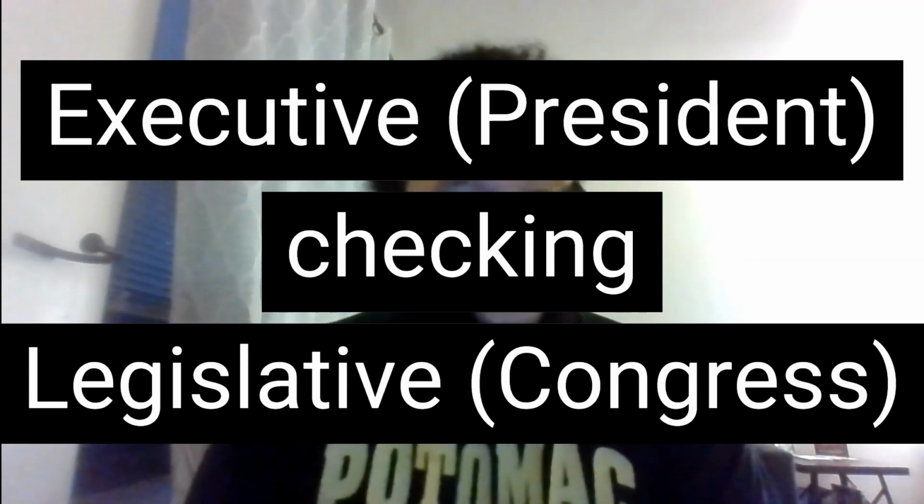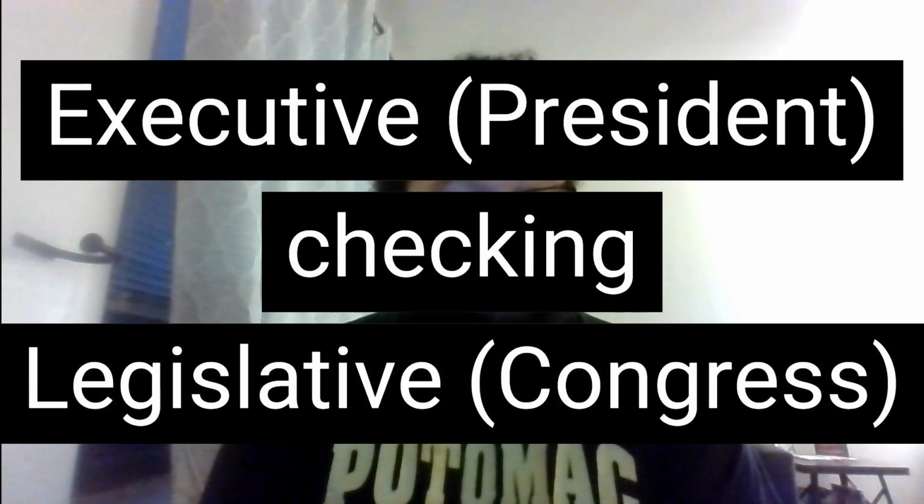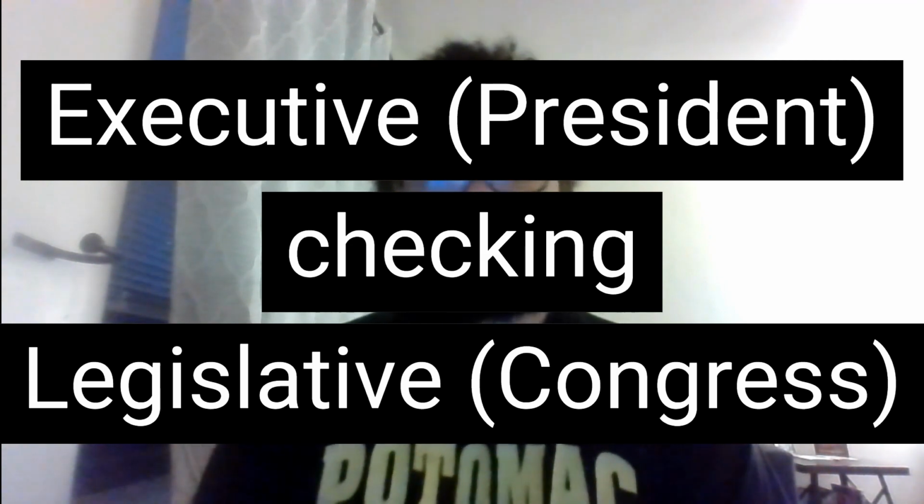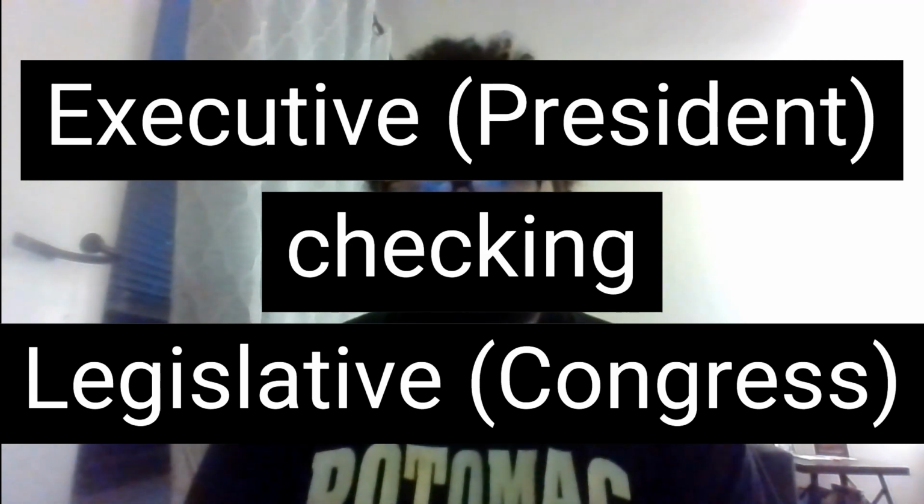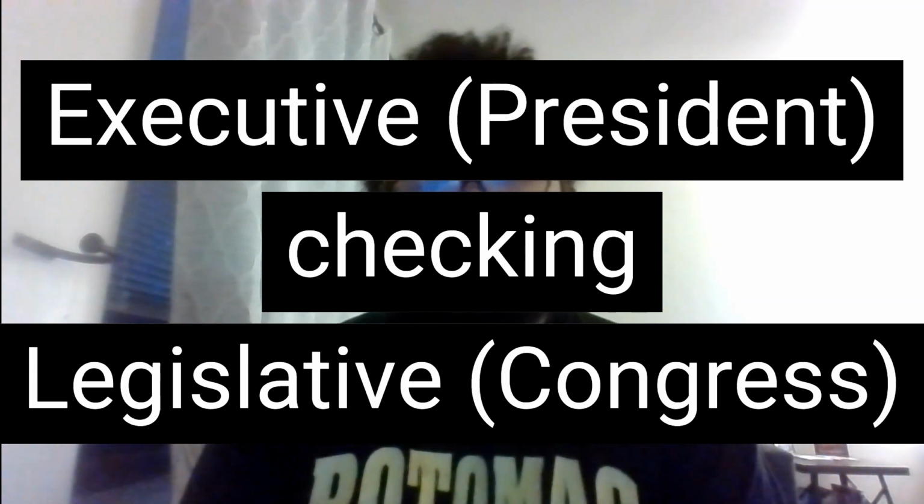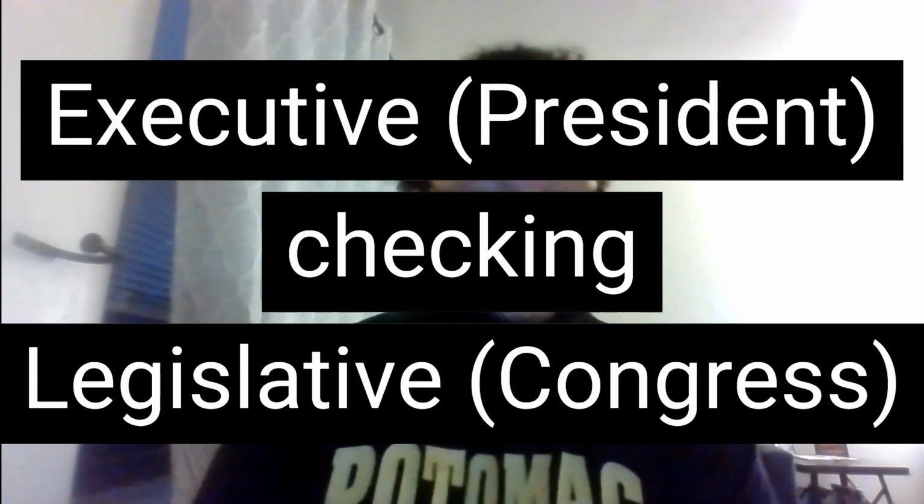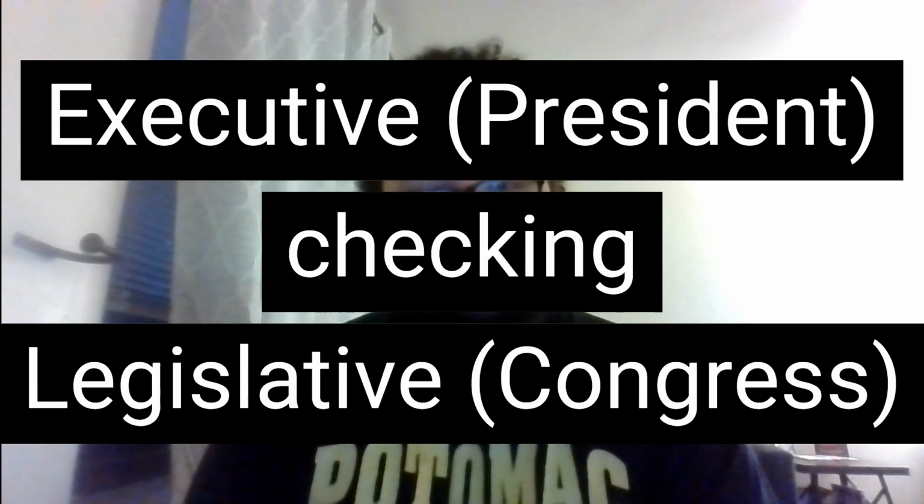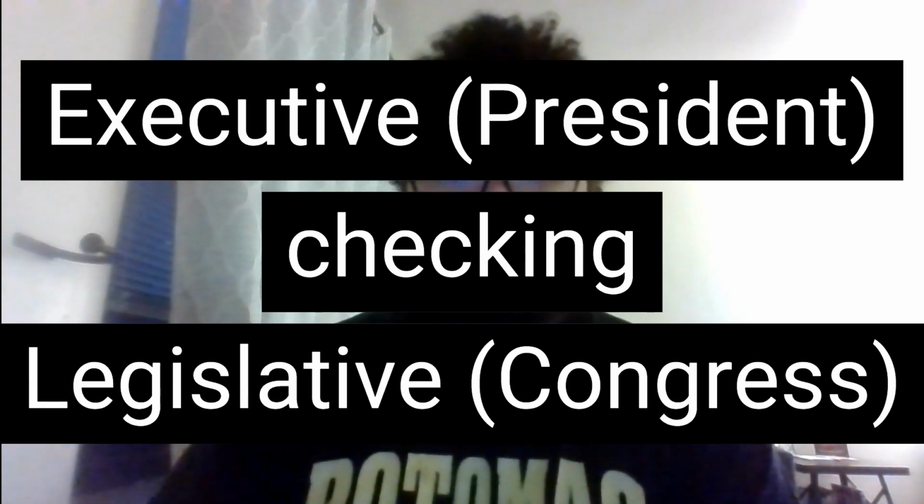Now let's rotate, okay? How does the executive branch check the legislative branch? All right. The first way is that they propose legislation. Okay. So the president is able to propose laws and kind of put pressure on Congress to pass laws.